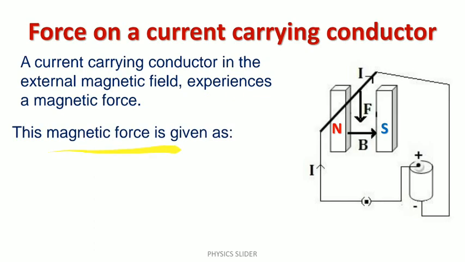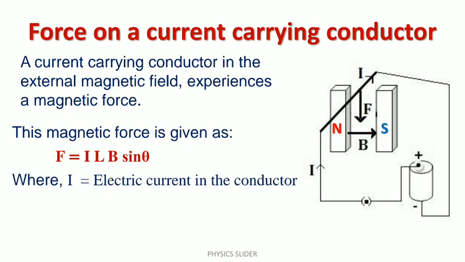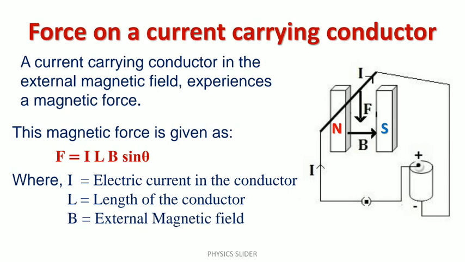The magnetic force is given as F is equal to ILB sine theta. What are these symbols? Let's discuss. Here I is the electric current in the conductor, L is the length of the conductor, and B is the external magnetic field, while theta is the angle between L and B. So this is the way we have defined the force on a current carrying conductor.